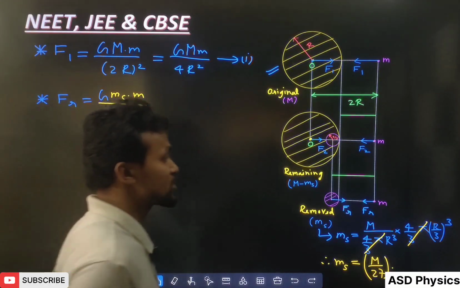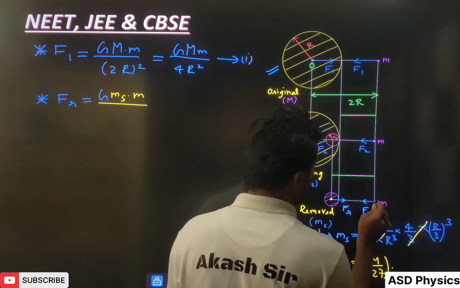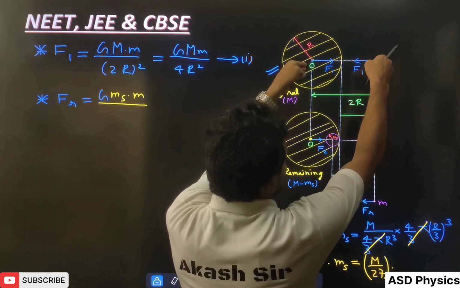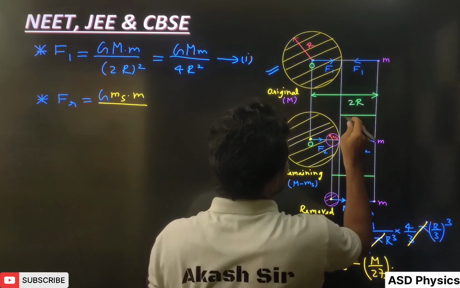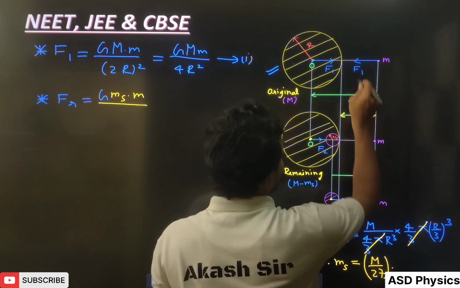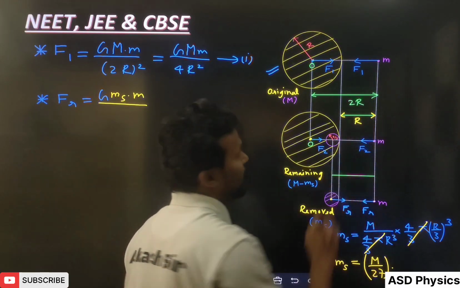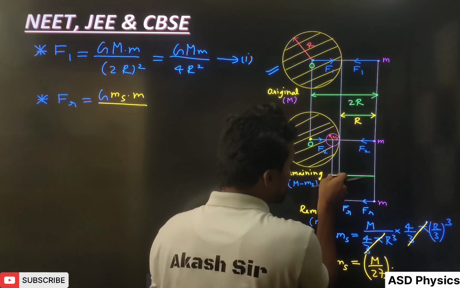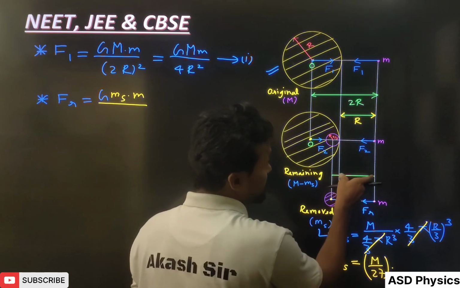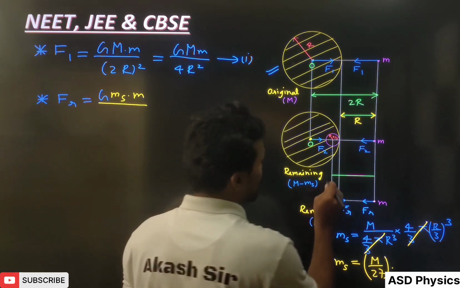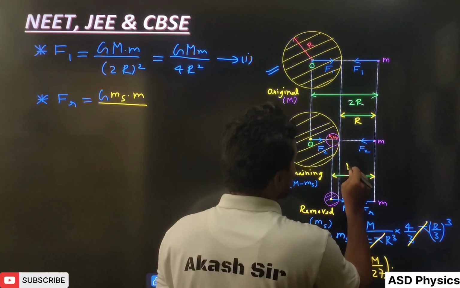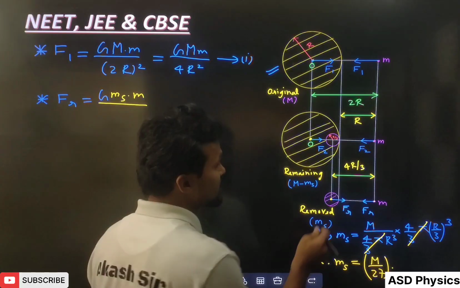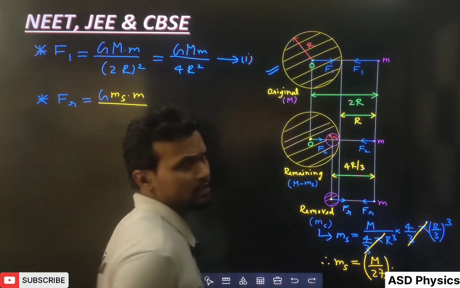And what is the distance between the centers? See please, this one. So you know very well here, this is the radius r, total 2r. So from 2r, when I subtract r, it will become r. But now we want this distance. You know very well, this is r, and this distance is r by 3. That means in r we have to add r by 3. So r plus r by 3 will become 4r by 3. This is the distance between the centers of the removed sphere and the given point mass.